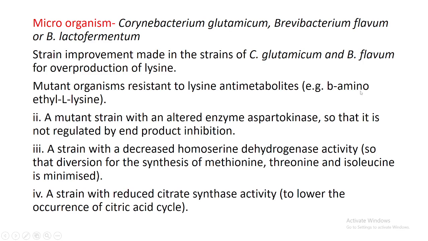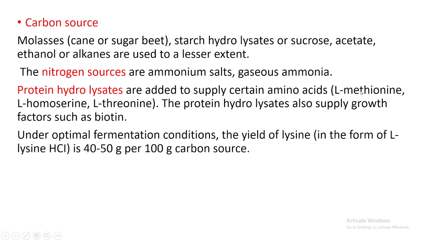So these are the different strain improvements that have been done on Corynebacterium glutamicum and Brevibacterium flavum, such that the productivity of the amino acid lysine is increased. For lysine production, the carbon source can be sugar, beet or cane molasses. It can be starch hydrolysate, sugar, acetate, and sometimes ethanol, alkanes, etc. And the nitrogen source can be ammonium salt and gaseous ammonia.